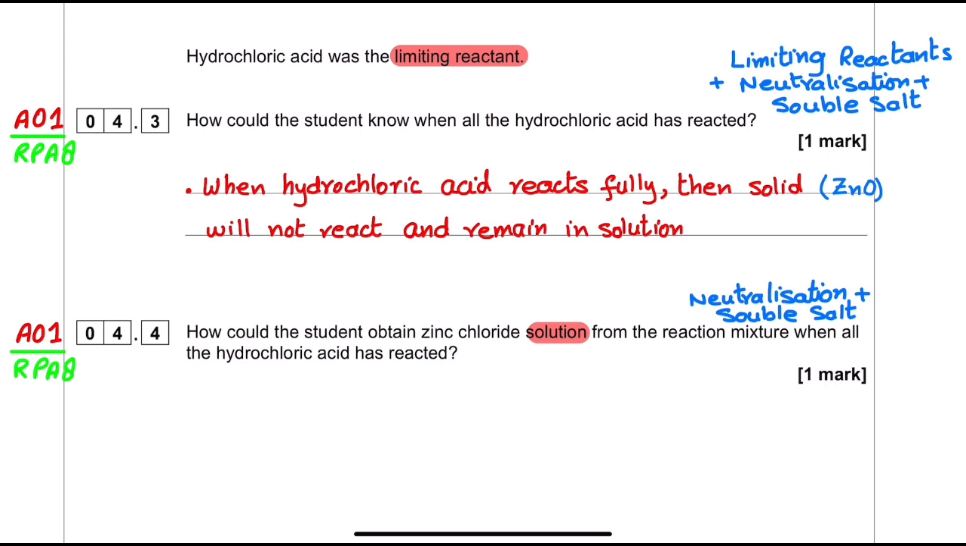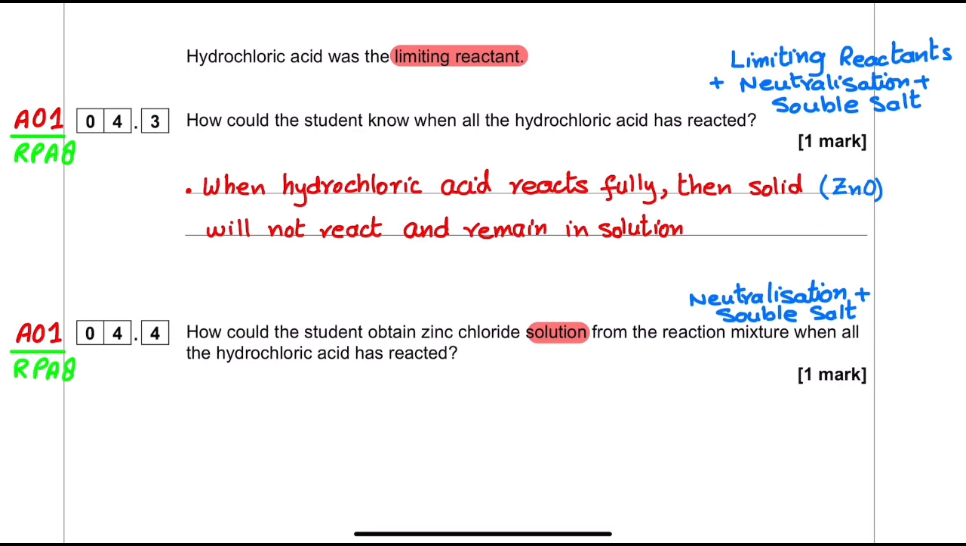We know that hydrochloric acid has reacted fully and there are particles of zinc oxide still present in the solution, which are in solid form. We have to separate zinc oxide from the solution of zinc chloride. We need the filtration process to separate zinc oxide from the solution.